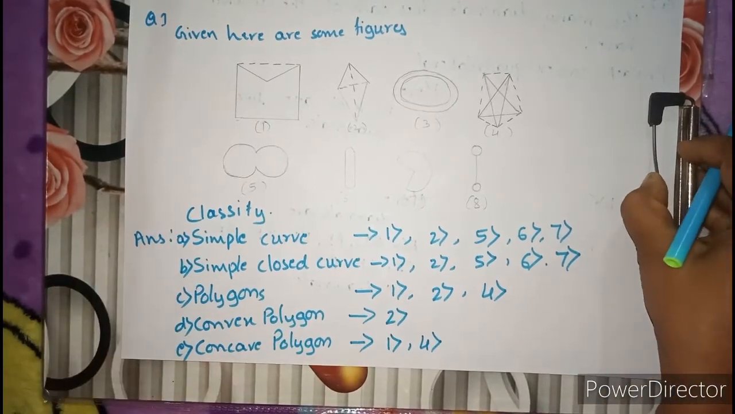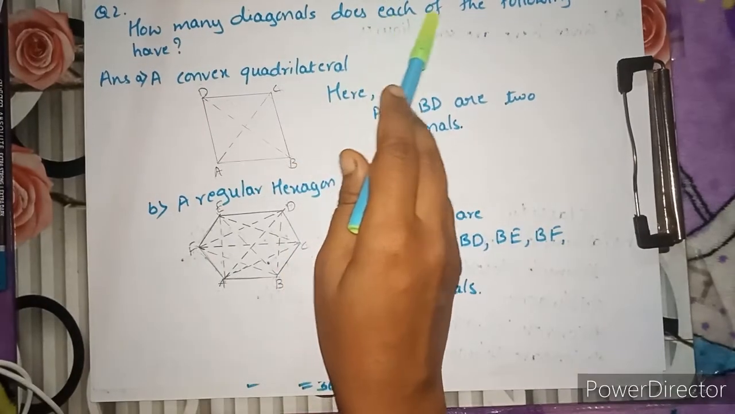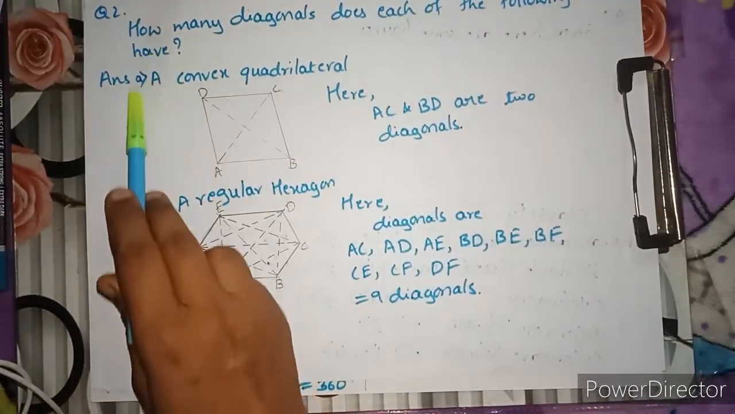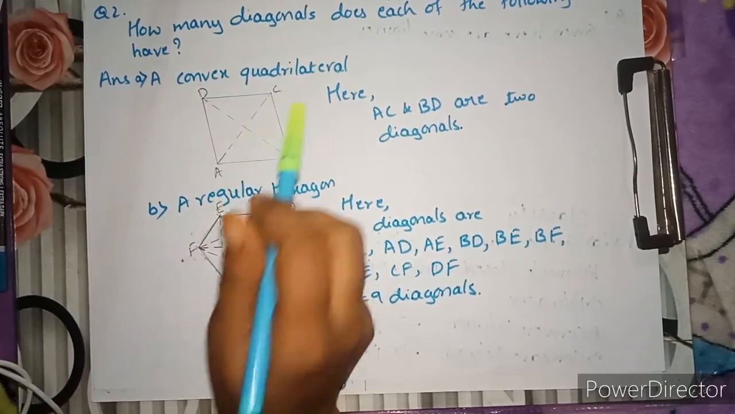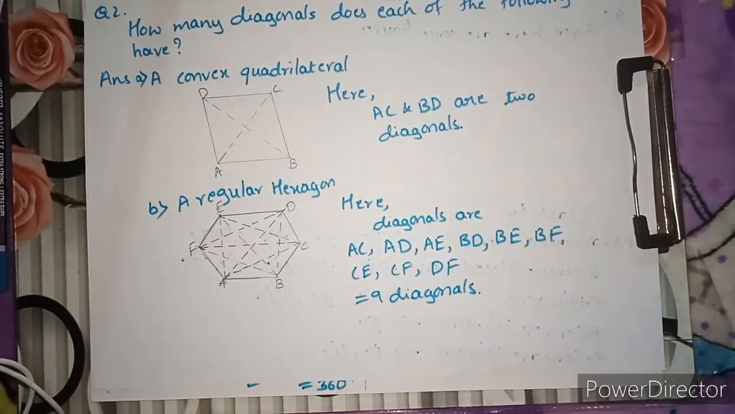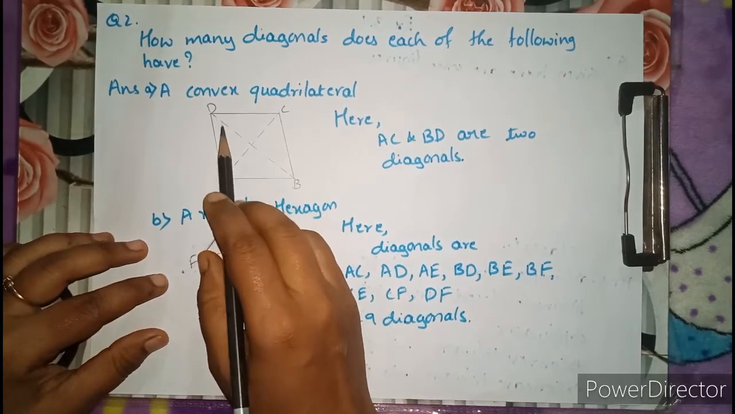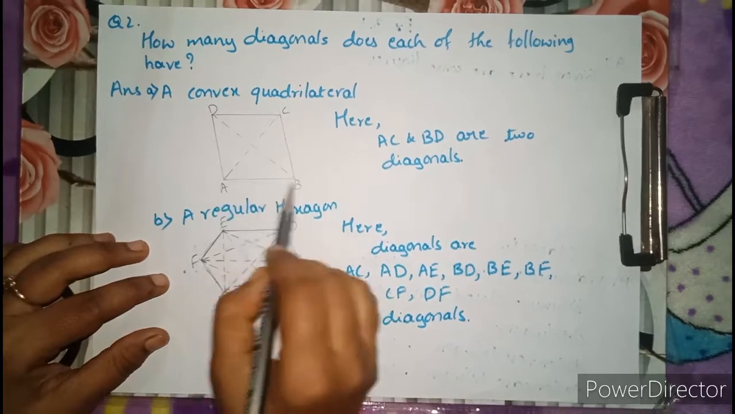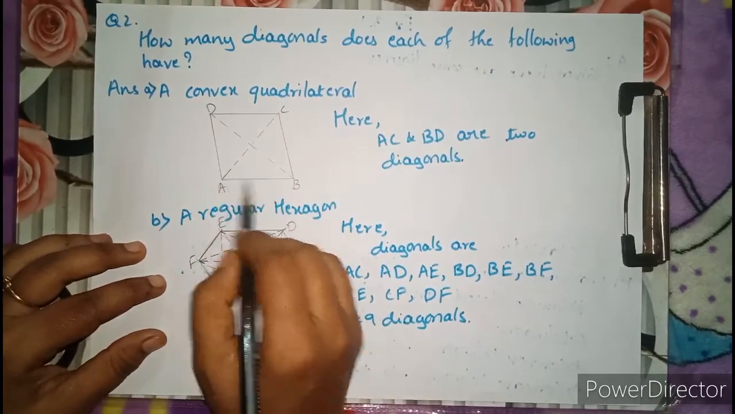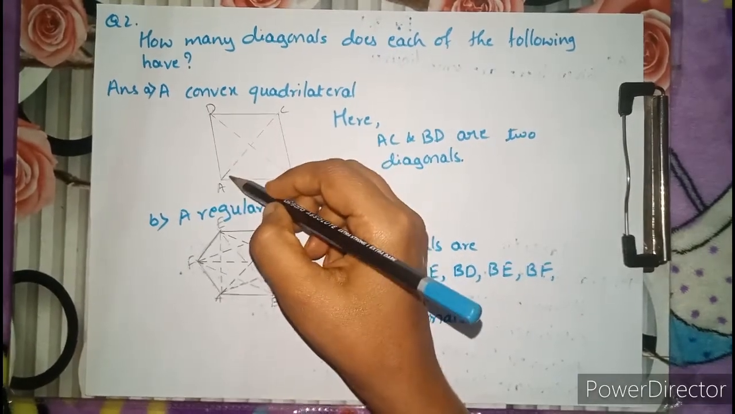Next comes question number 2. How many diagonals does each of the following have? So how many diagonals? What is a diagonal? See, for example, it's a quadrilateral. A convex quadrilateral, we have drawn ABCD convex quadrilateral. What is a diagonal now?